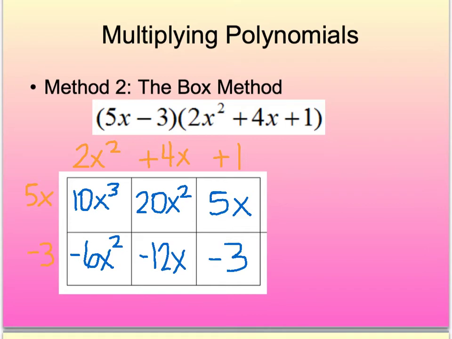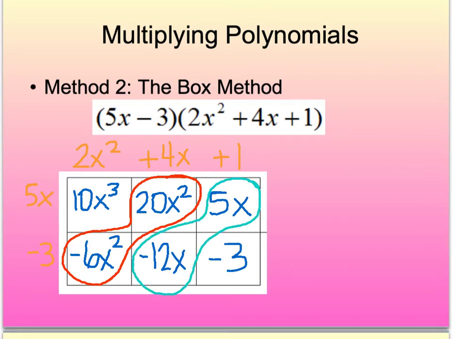Now again, we look for our like terms. And what I like about the box method again is that normally our like terms are along the diagonal from each other. And so our first set of like terms are the 20x squared and the negative 6x squared that go together. And then our second set of like terms are the 5x and the negative 12x that go together. And remember, I'm going to be adding both of these groups together for our like terms.